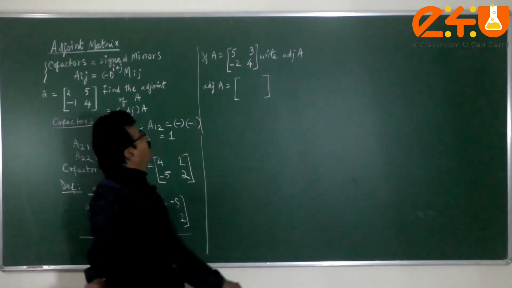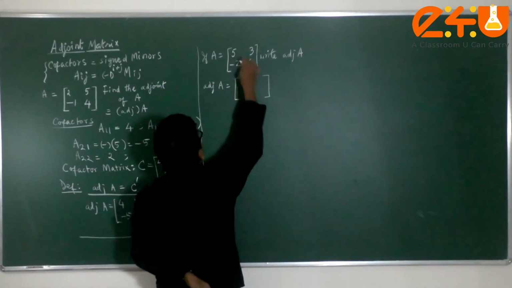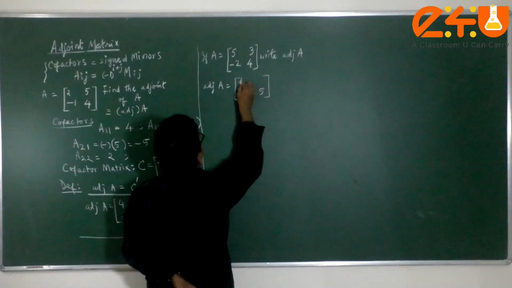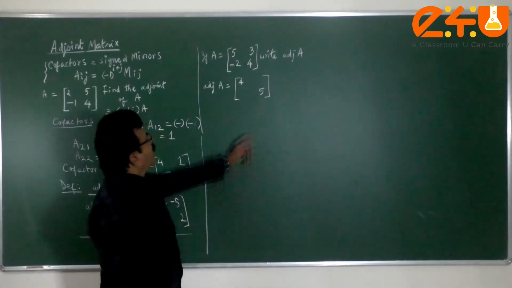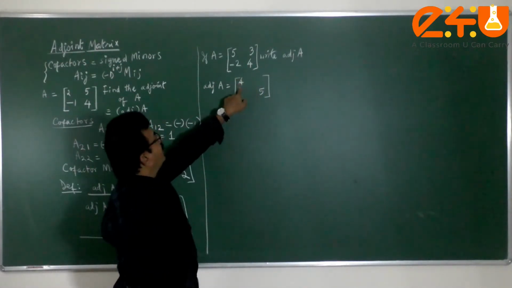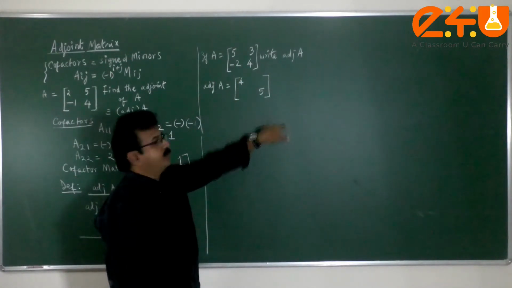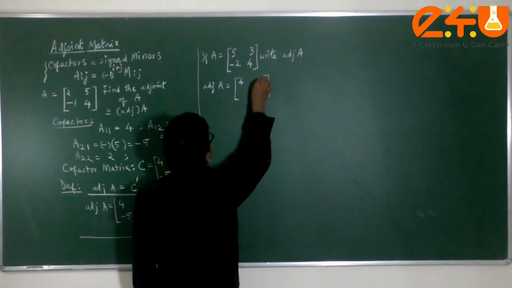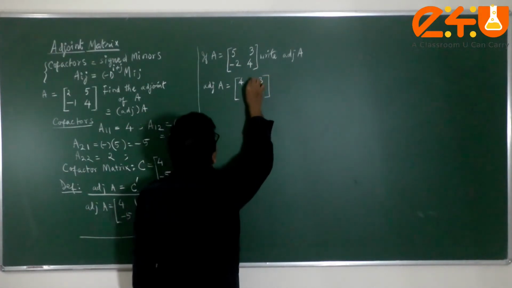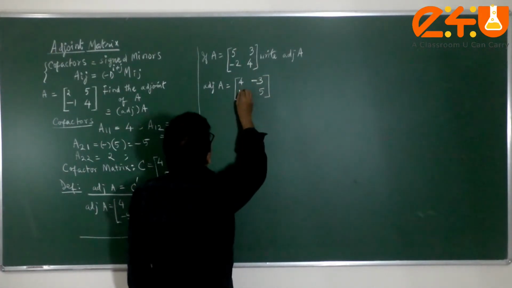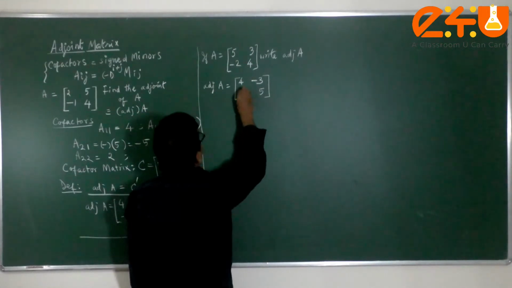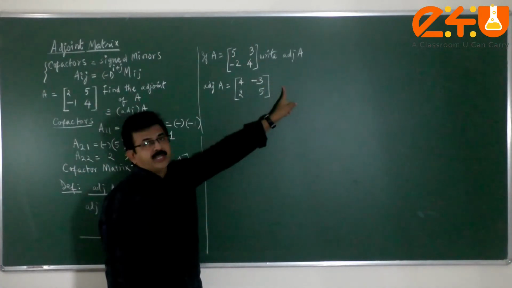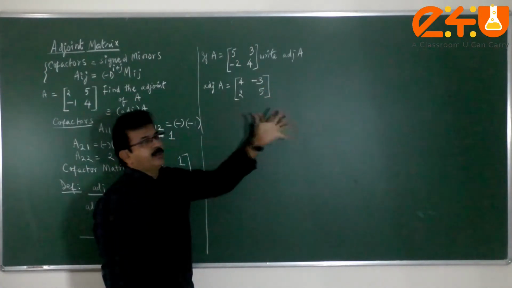What happened? What are the diagonal elements here? 5 and 4. I need to interchange their positions. So the diagonal elements are 4 coming in position 1, 1, and 5 taking position 2, 2. And the other elements are there but with a change of sign. So 3 has to assume a negative sign, and negative 2 should assume a positive sign. Thereby the adjoint now is 4, minus 3 in row 1, and 2, 5 in row 2.